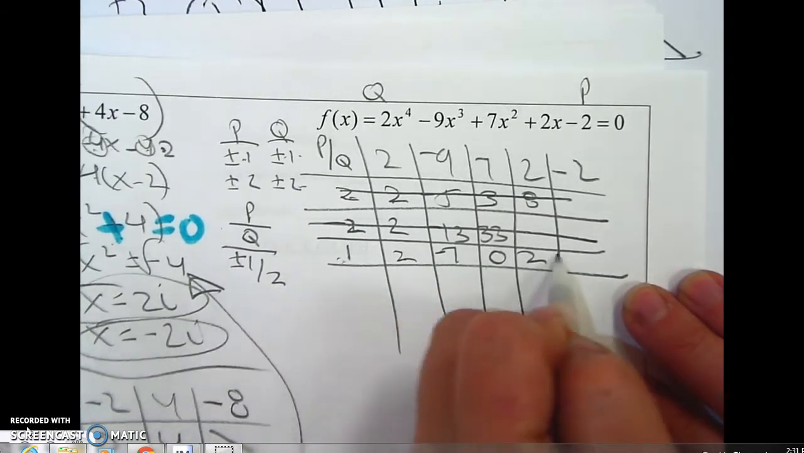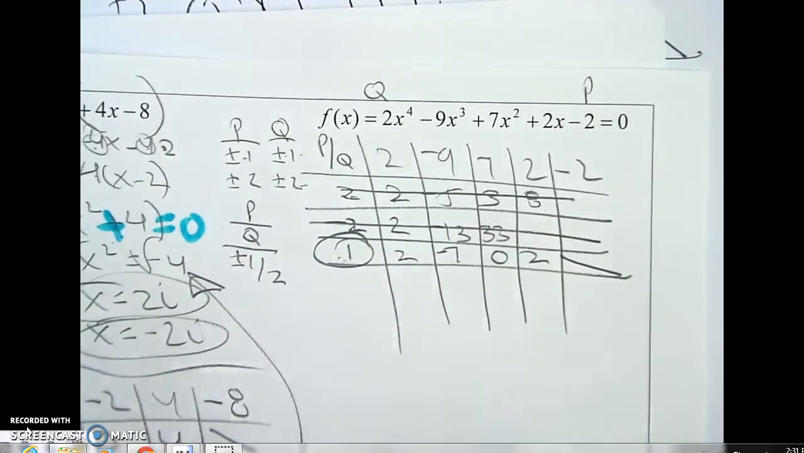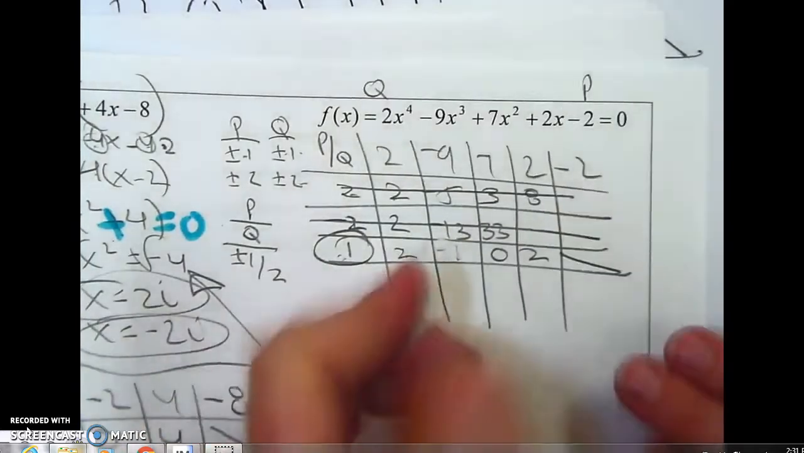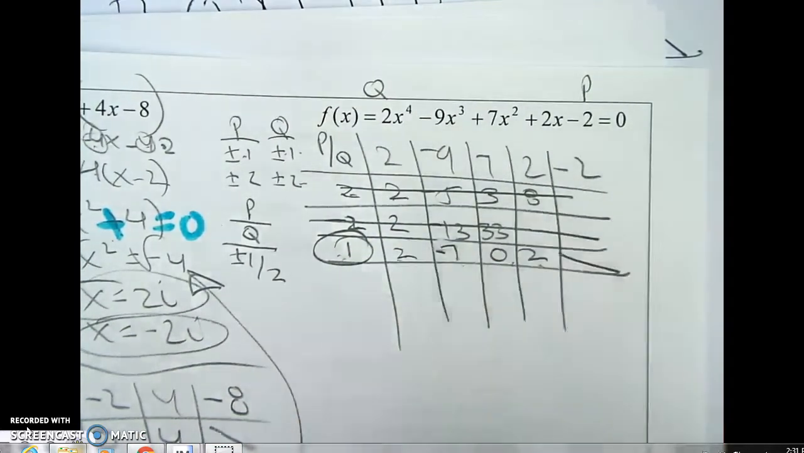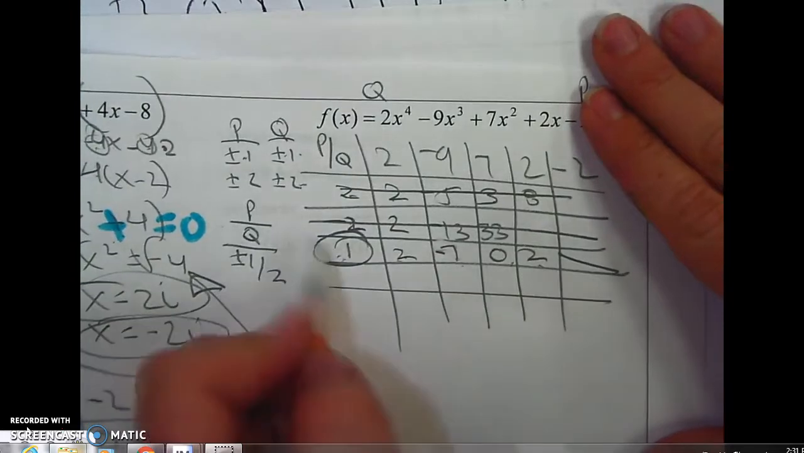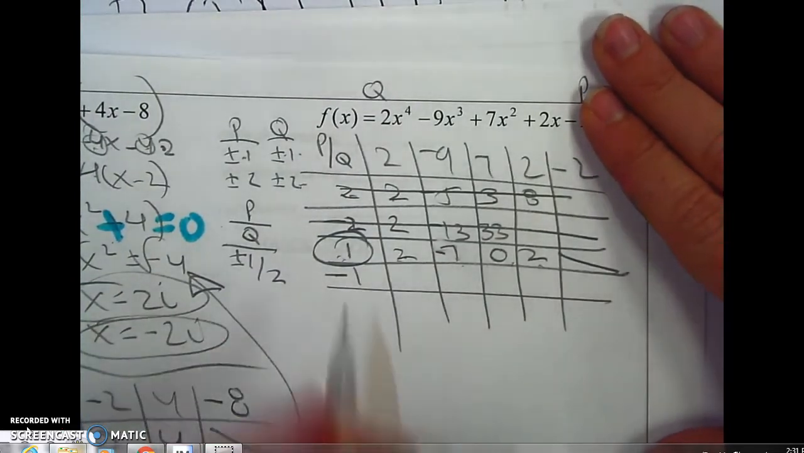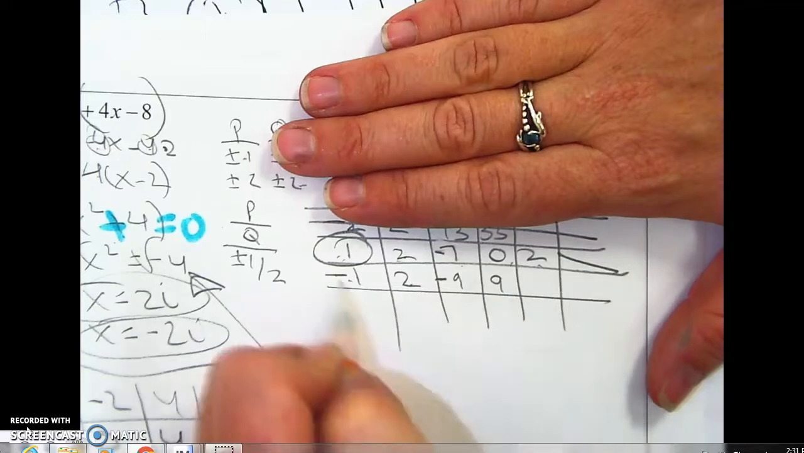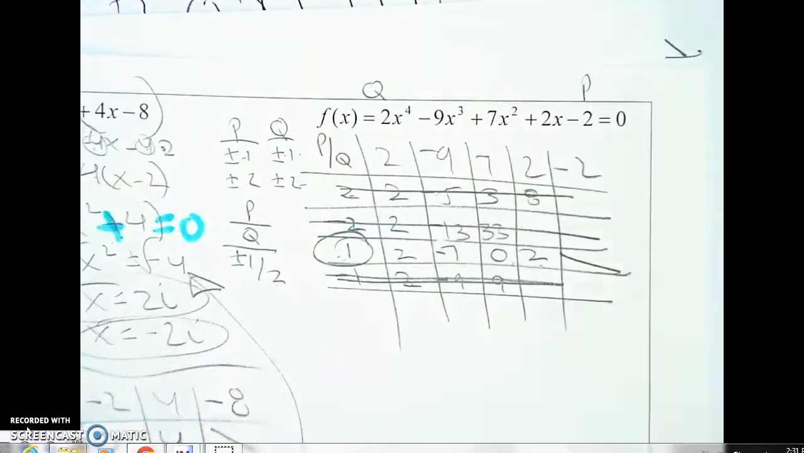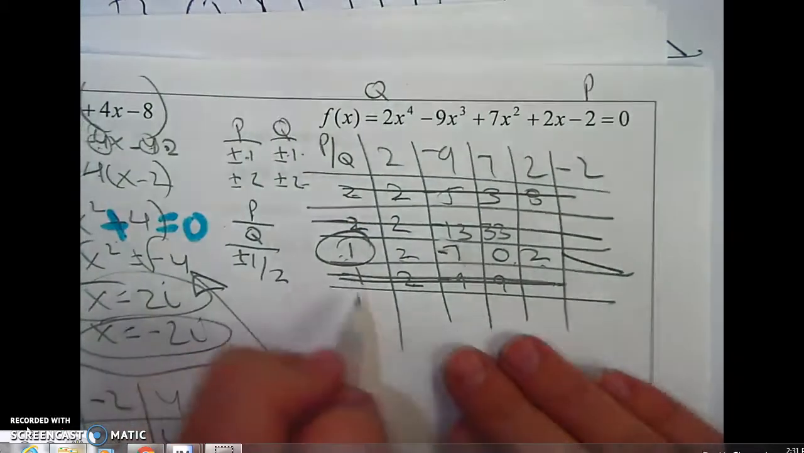2. 1 times 2. Yay, I found one of them. I found one of them, and I have 3 left. The problem is I can see with a 2, 7 and a 0, 2, I can't do factor by grouping. So I'm going to keep trying. Negative 1. Now I'm focused here. Bring down the 2, negative 9, 9. It doesn't work. Okay. That means I'm going to have to try the fractions.